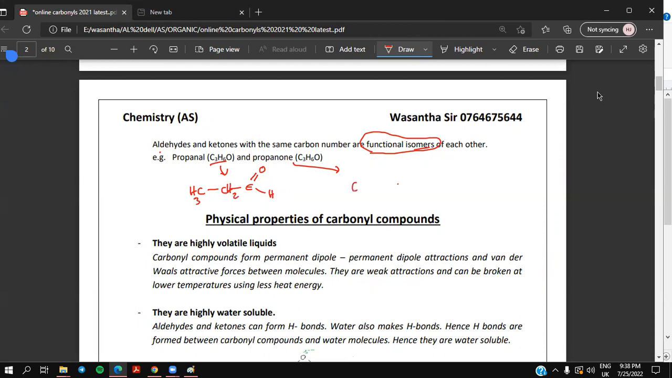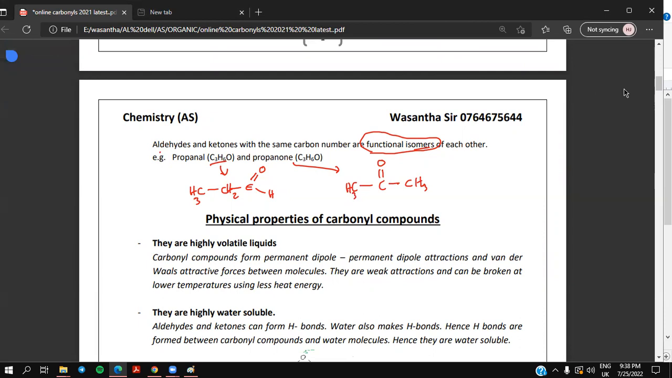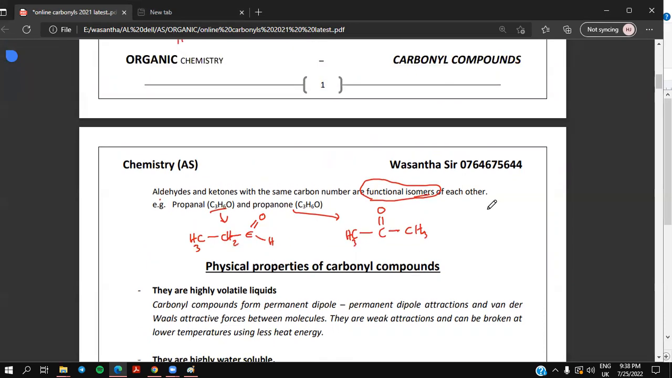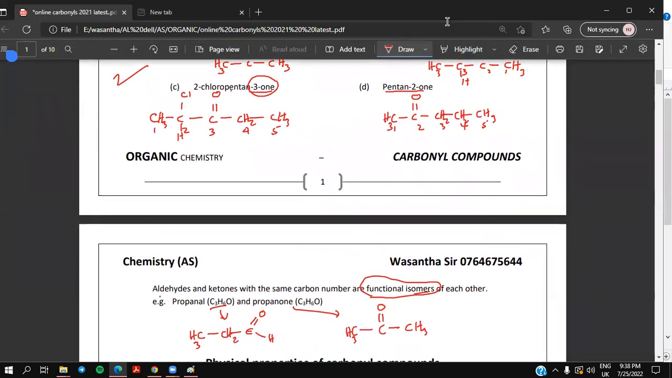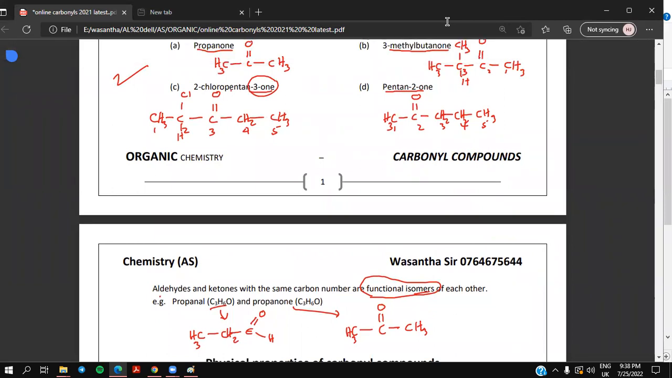Propanone means again 3 carbon atoms. Because it's a ketone, in the middle we have carbon double bond oxygen. On one side CH3, on this side also CH3. This is how we can discuss the structures of aldehydes and ketones in the initial stage of this lesson.